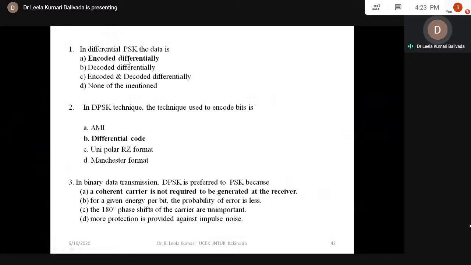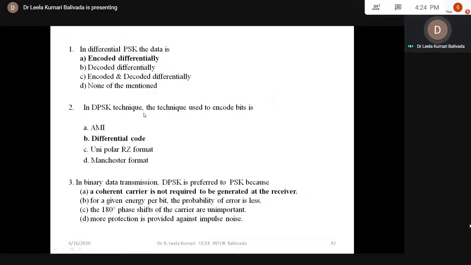First one: in differential PSK, the data is encoded differentially, decoded differentially, encoded and decoded differentially, or none of them. So encoded differentially is the correct answer. Before using PSK, a signal will be encoded by means of a differential code. That means the difference between the two bits is going to be encoded. Therefore, option A, encoded differentially, is the correct option.